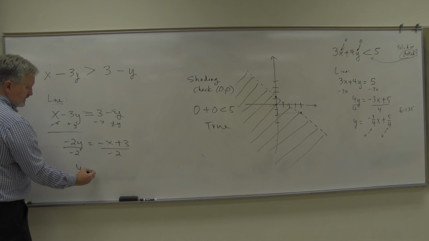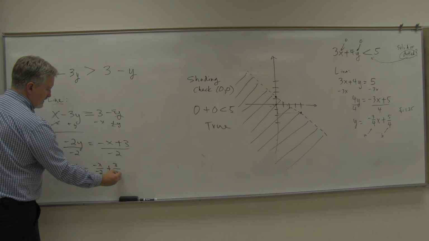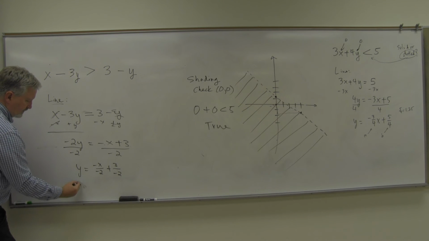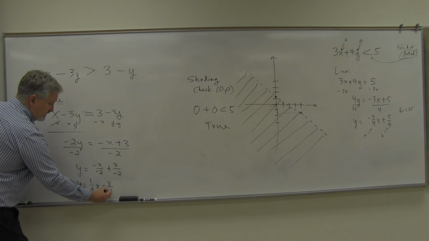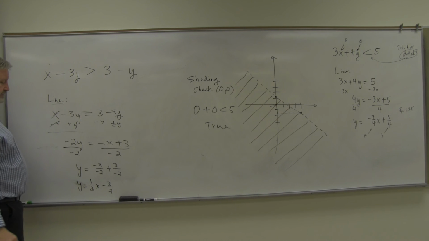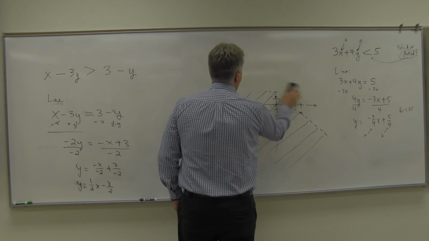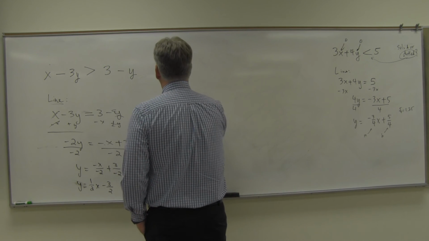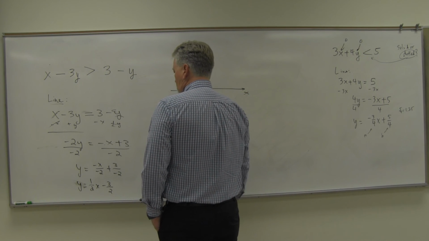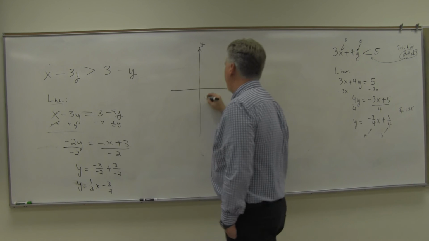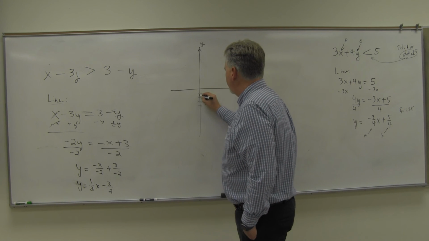So I've got y equals, all right, so I've got negative x divided by negative 2. Let's write it out. And then plus 3 divided by negative 2. So what does that give me? Slope-wise, positive a half, half x, and then b, negative 3 halves. So it's similar in nature to that previous one I just did. All right, so that's my y-intercept, negative 3 halves. That's negative 1.5. You're right about there.